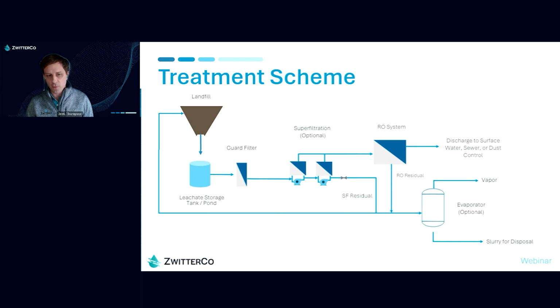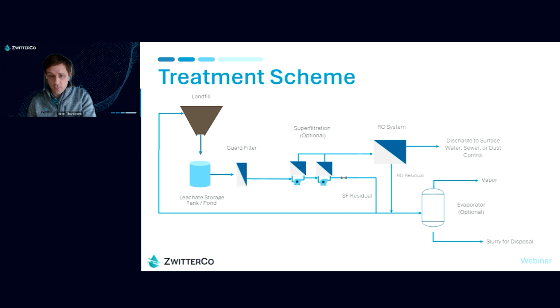This could consist of, we show a guard filter here, so that could be a cartridge filter, that could be a multimedia filter followed by a cartridge filter, it could be some other sort of continuous solids removal. But the general purpose here is to remove larger solids prior to a membrane-based process. We show ultrafiltration as the next step, which Myron alluded to. This is optional. This is more for really high strength leachate, where you might have fats, oils, and grease, higher levels of smaller suspended solids that aren't removed very easily with cartridge filtration. This would be mostly for high strength leachate.